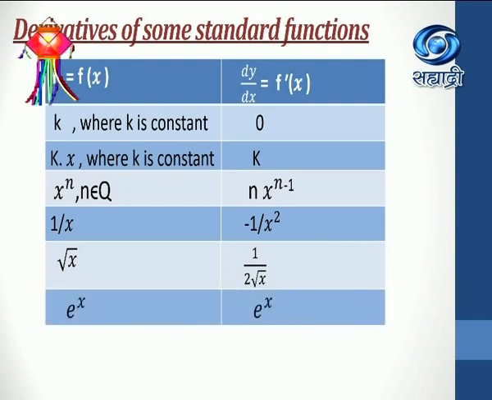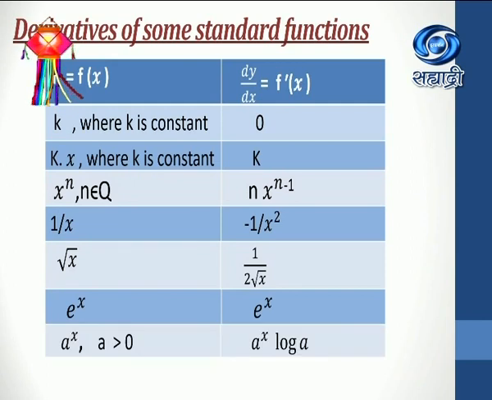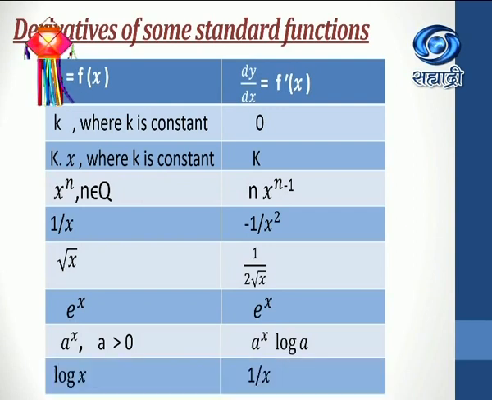Next function is e raised to x. Derivative of e raised to x is e raised to x. Next function is a raised to x, where a is greater than 0. Its derivative is a raised to x into log a. Here a is greater than 0, meaning a is any positive real number. So derivative of 5 raised to x is 5 raised to x into log 5. Last function is log x. Derivative of log x is 1 by x.